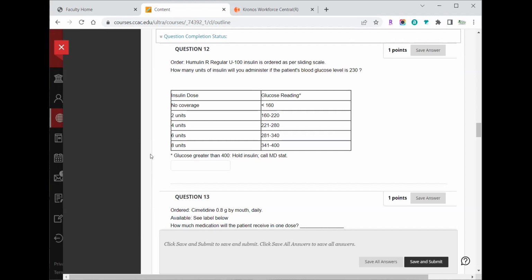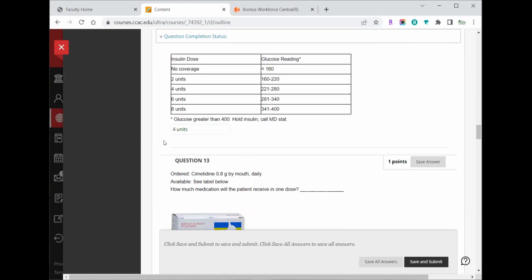You've seen this question, the sliding scale question. I think we all know and realize this is not technically a math question. But it's here, so we'll take it. It says, how many units of insulin will you administer if the patient's blood glucose level is 230? You're just going to look at the sliding scale and look for where 230 falls. It falls in the 4-unit range. So I'm going to write 4 units. Remember, because it said to put your units in your answer, just to be on the safe side.